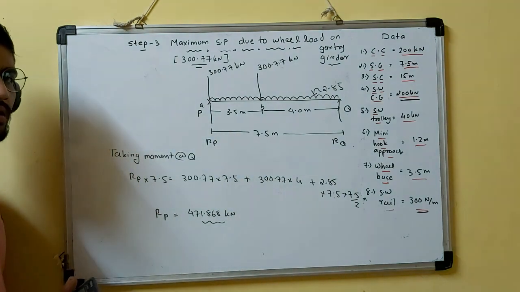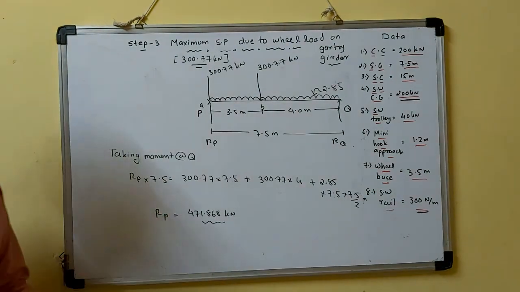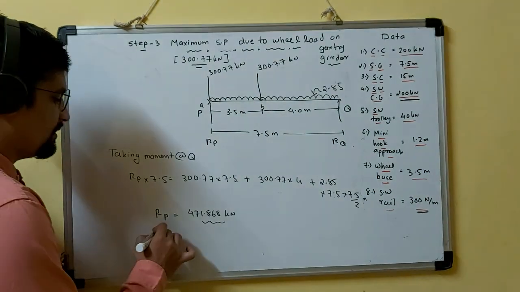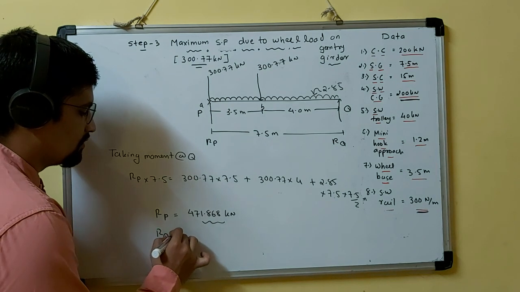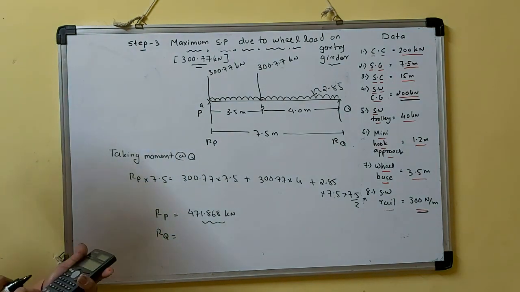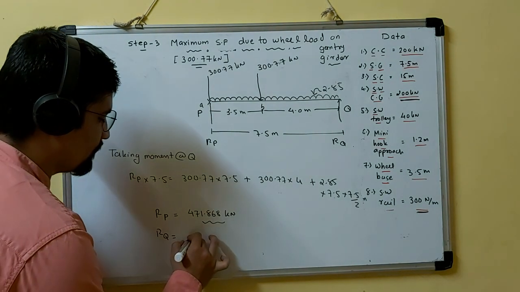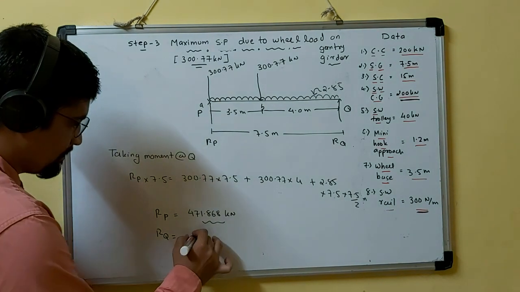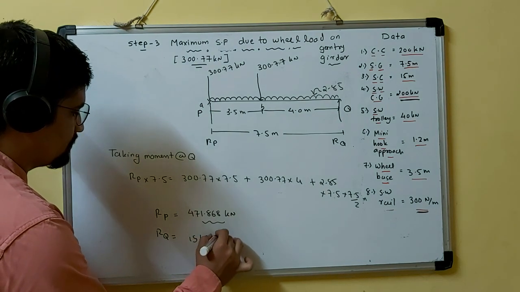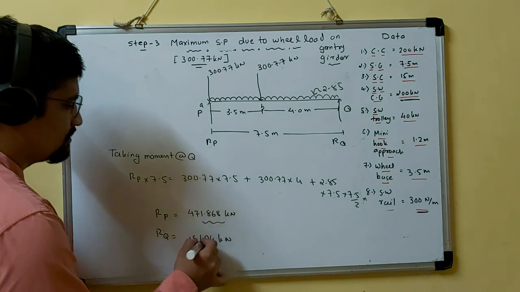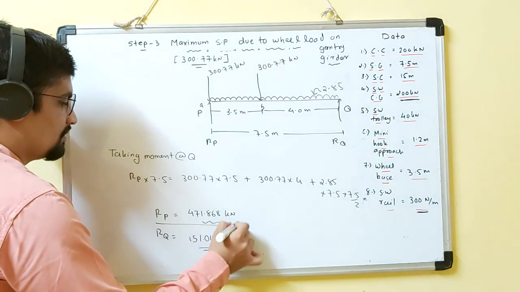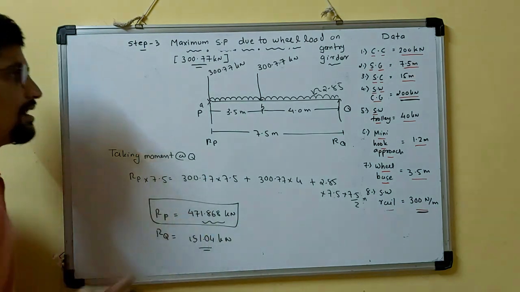If you want to check, then you can check how much the RQ will be. So let's check. RQ is equal to total load minus RP. RQ will be 151.04. So it is lowest. So the maximum shear force is at RP.